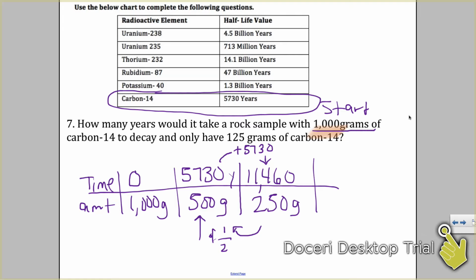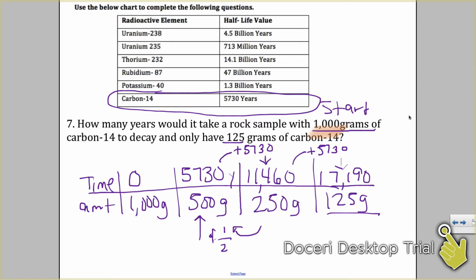Then again, we need to add 5,730. So we can get this number here, which is going to give us 17,190. Thank you. How much are we going to have? 125 grams. Are we at our desired amount? Yes. This is the desired amount that we're looking for here. That's what we needed to end up with.